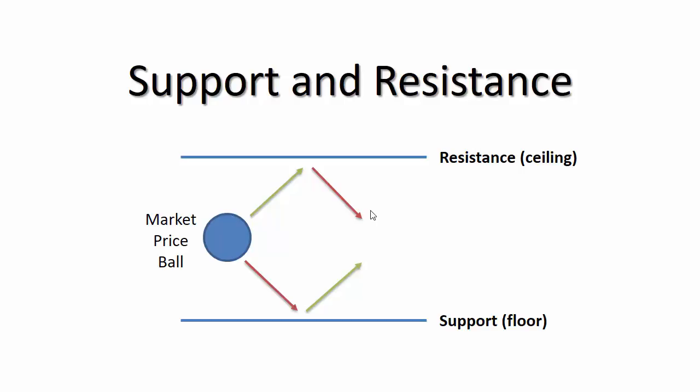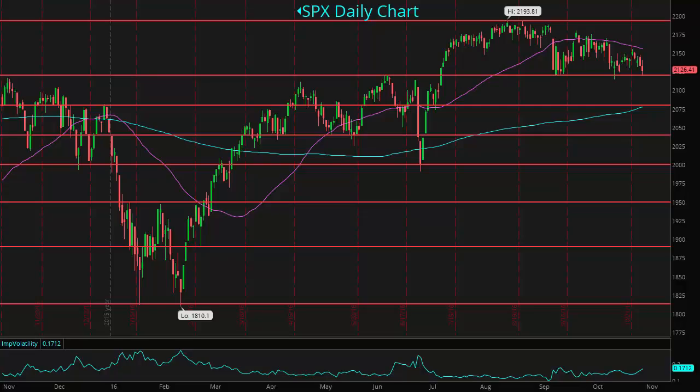Okay, so how does this all relate to options? Well, let's take a look at a market where I've taken the liberty of drawing in some support and resistance levels. It's a chart of the SPX, which is the S&P 500 index. So let's take a look at that real quick. Okay, so here I have the S&P 500 daily chart, or the SPX daily chart.